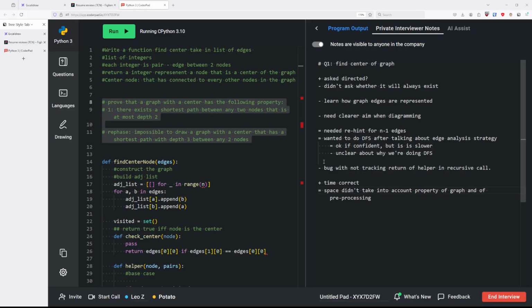But this is not really a graph problem. That's a do-you-understand-edges problem, right? Trees have edges too, by the way, right? Trees have edges. So how's that work, right? So that's the general feedback there.